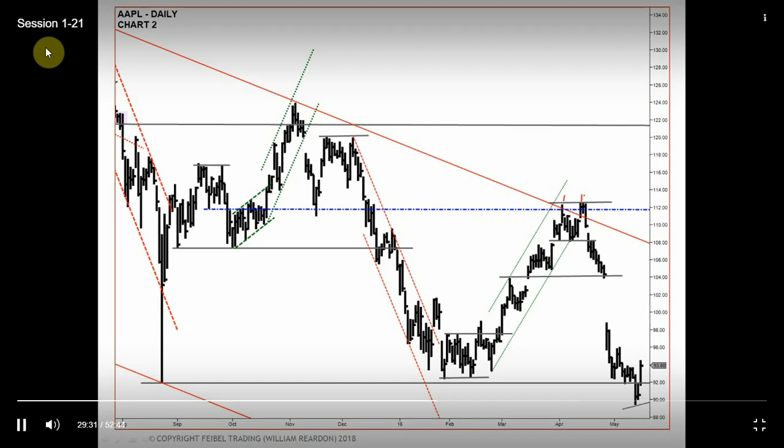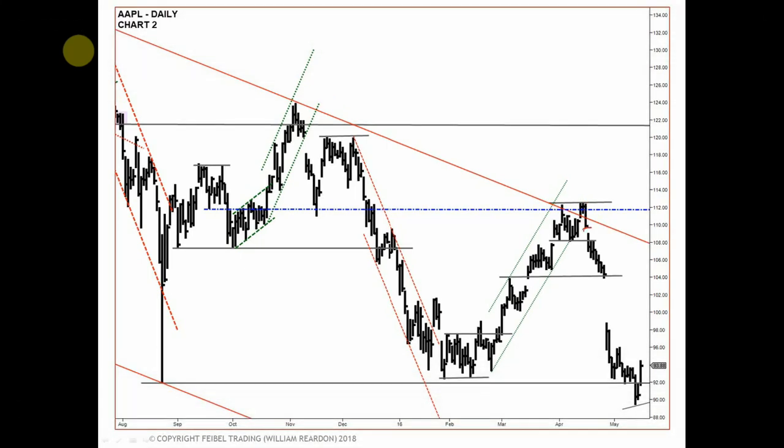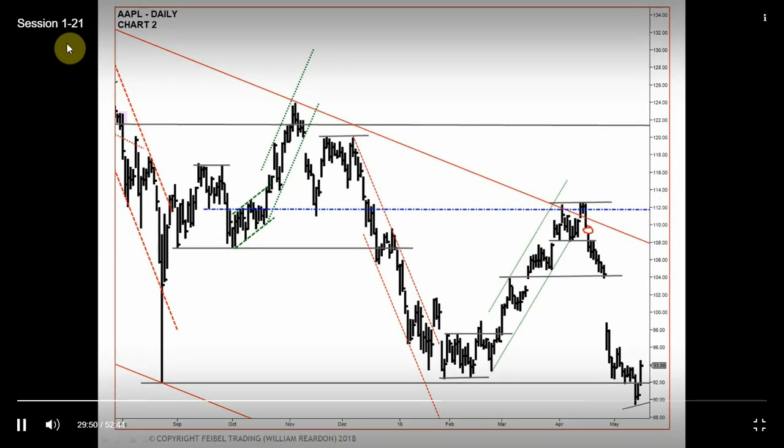We have 1, 2, 3 local resistance. We close back under our axis line, and we dip our heads above, come back, reverse, and we're trading back inside our main channel, followed by a supply imbalance. This is very, very good trading.